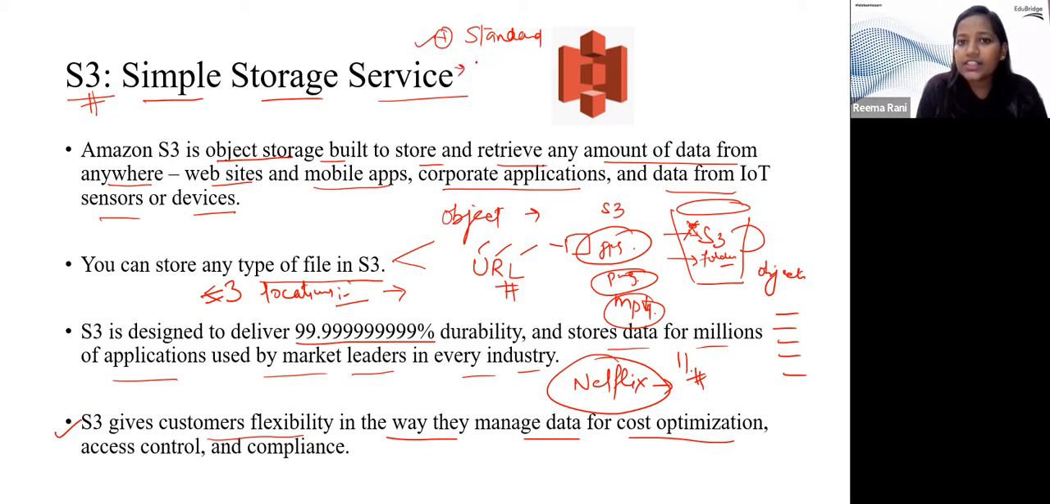Then there is infrequent access. Then there is one zone replication. Then there is Glacier, and Deep Glacier or Deep Archive. So such types of storage classes are there. This is just the basic introduction of these storage types.